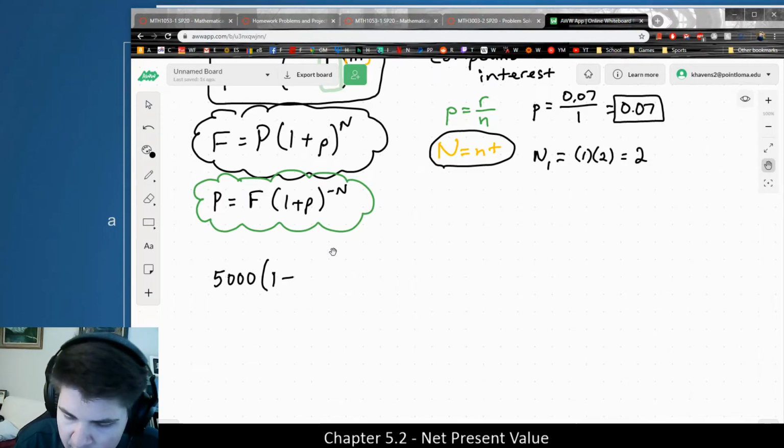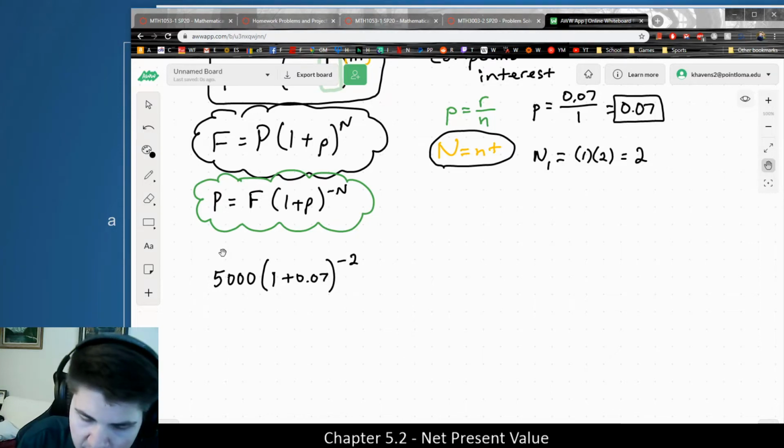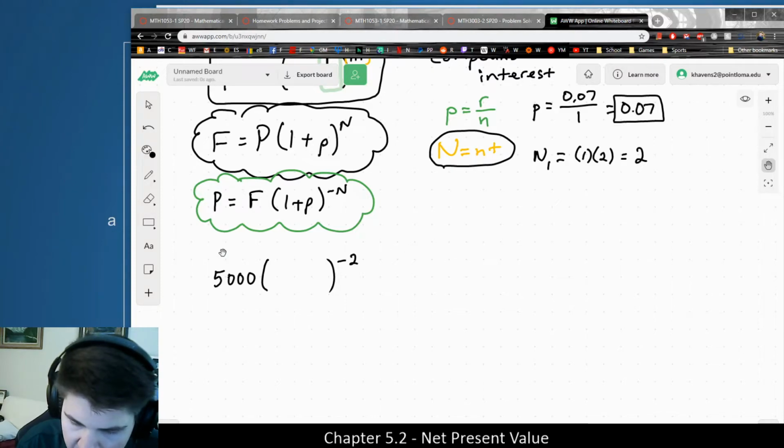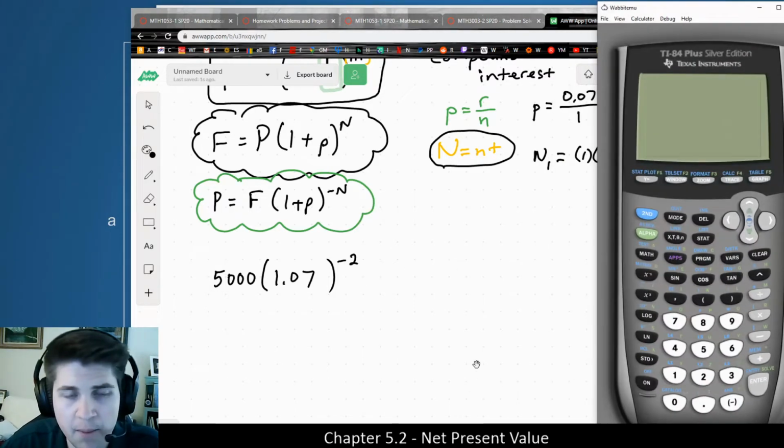So it's going to be 1 plus 0.07, and it's going to be to the negative n power, which was negative 2 for all those particular parameters. And 1 plus 0.07 is, of course, 1.07, so it will make more sense if I just write that all together. And then I could do that individually. Let's just look at what that amounts to just to check the sense of this before we move on.